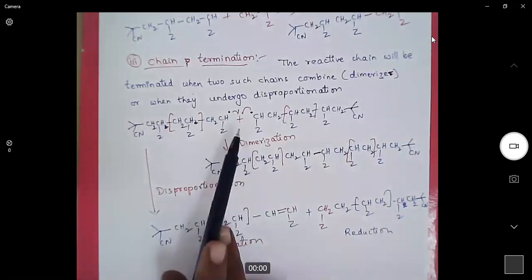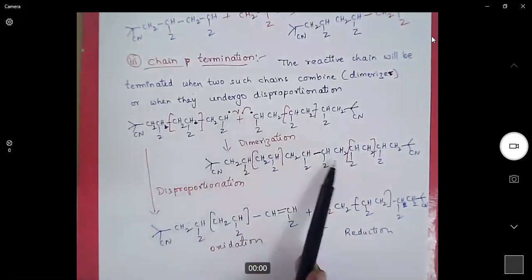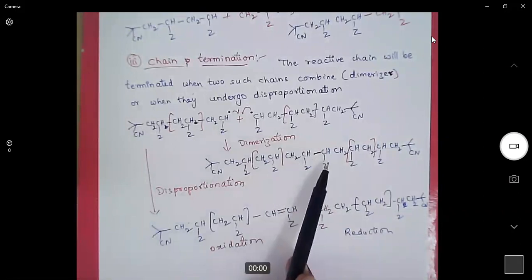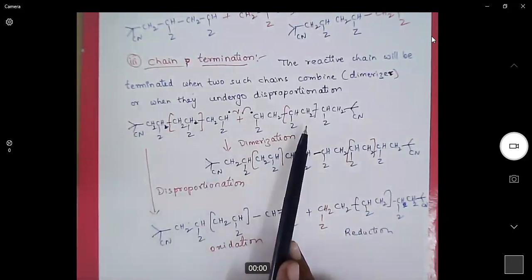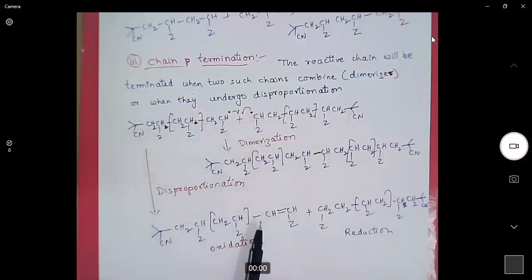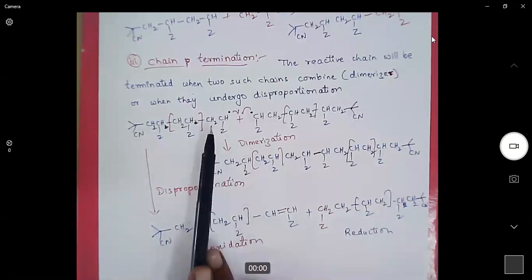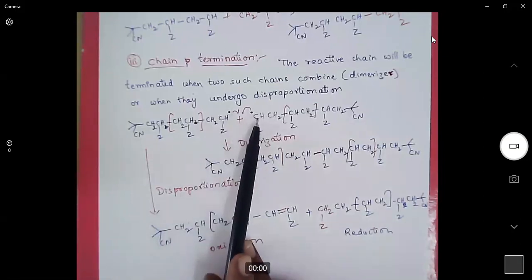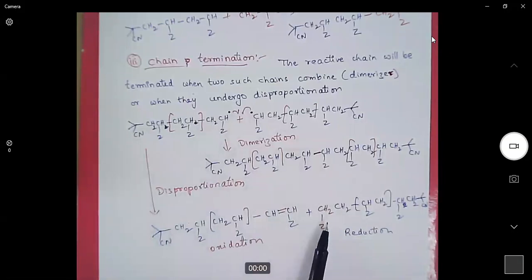So dimerization means simply these two chains will combine to become a dimer. What is disproportionation? One chain will undergo oxidation, another chain will undergo reduction. How does it occur? Simply by loss of a hydrogen radical here. When we remove one hydrogen radical, the generated carbon radical will interact with this carbon radical, so they generate a double bond. Now the generated hydrogen radical will form a bond with the carbon radical in another chain. So it becomes saturated. So this is how a chain in a radical polymerization reaction will be terminated.